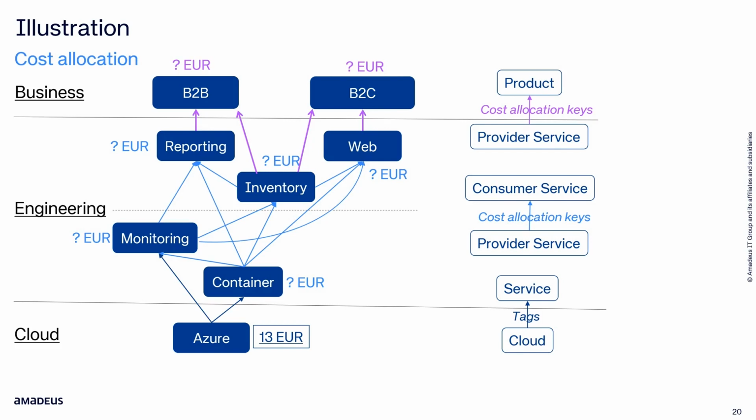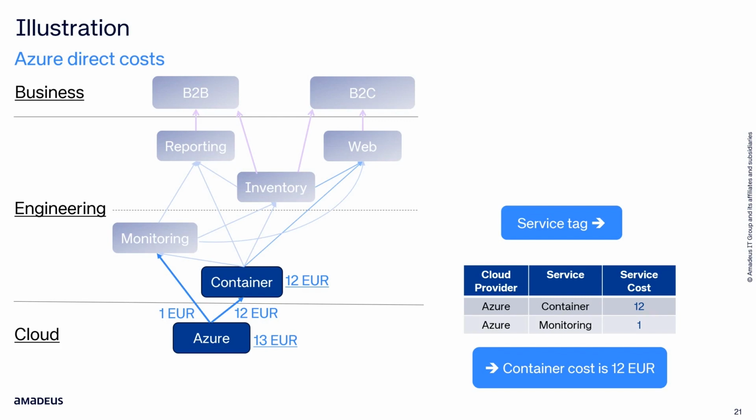Remember that cloud cost allocation is bottom-up. First, cloud costs are allocated to the services that use cloud resources based on tags. Then, costs are allocated between services thanks to cost allocation keys. Last, costs are allocated from application services to products, also thanks to cost allocation keys. Let's start. Azure costs are allocated to the container service and to the monitoring service based on the service tag.